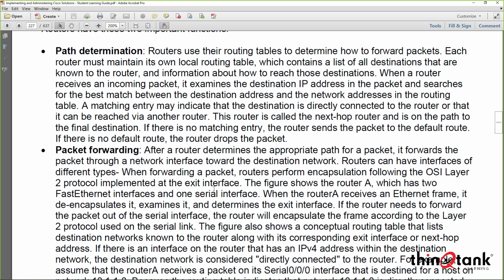Maybe we're running OSPF. OSPF has a different way of interpreting paths. It has a different way of identifying the best path, and so what will happen is it will run its algorithm, which happens to be Dijkstra's algorithm, or shortest path first algorithm, and then based on that information, it will build the routing table, okay?